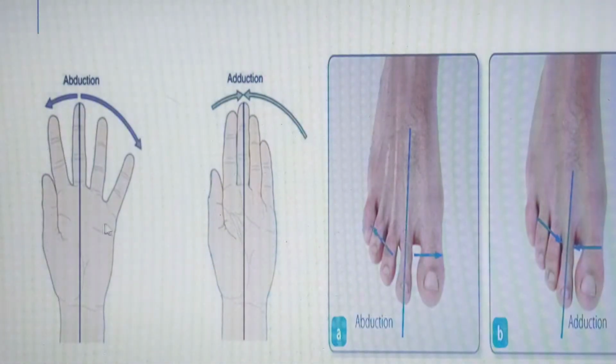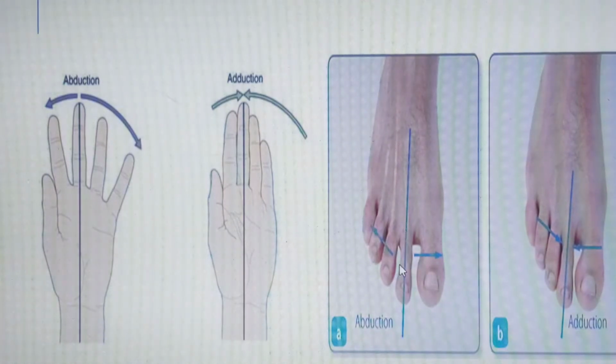With the digits, there are some important movements that I have to explain. Although we talk about abduction as taking it away from the midline of the body, for the hand the midline is actually the third digit. The midline, where the force, the action of force happens, is known as the third digit. If you take the fingers away from the third digit, where the midline of the hand is, it is known as abduction. If you take them closer to the third digit, it's known as adduction. For the toes it is different.